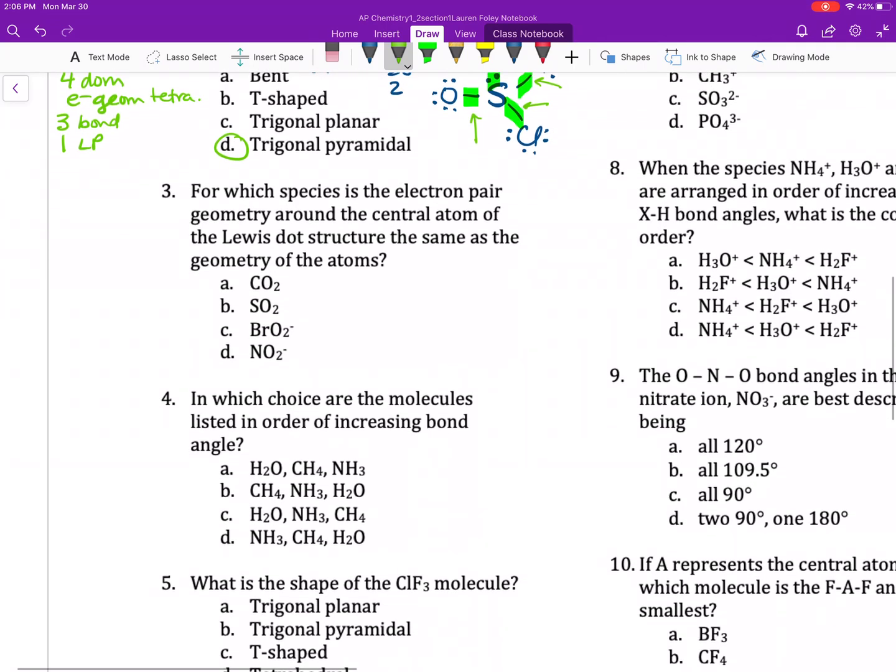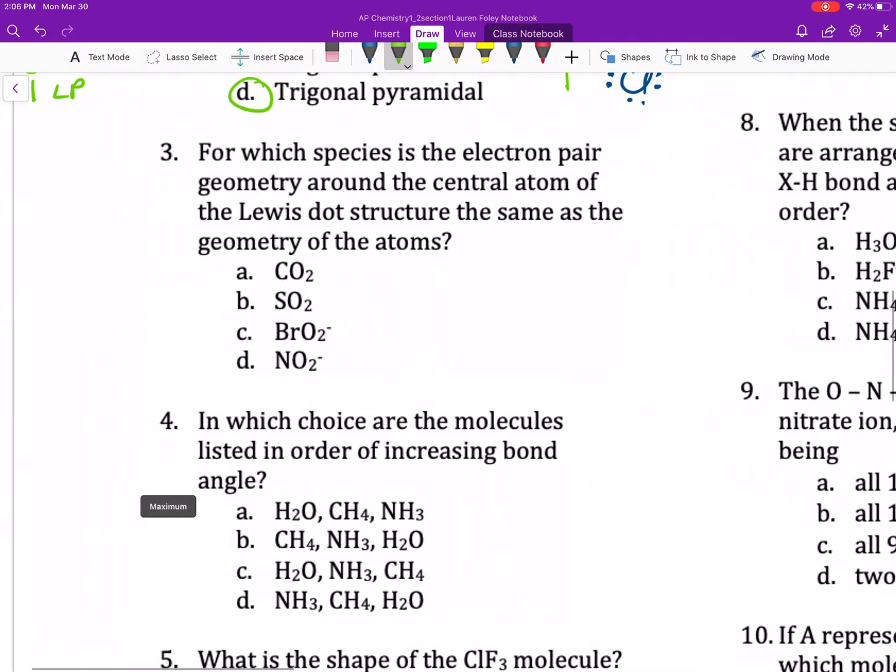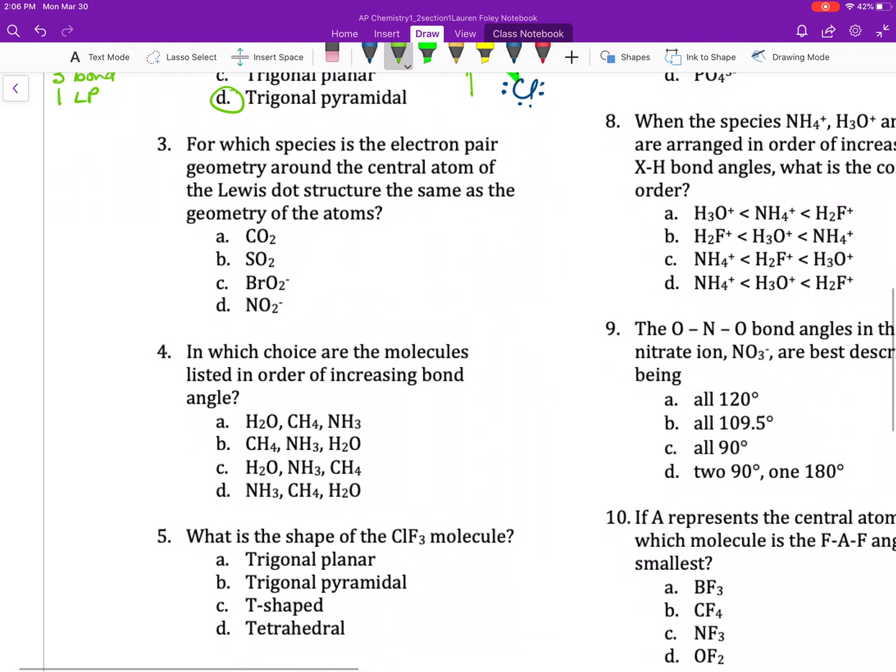Number 3, this is a good question. For which species is the electron geometry around the center atom of the Lewis dot structure the same as the geometry of the atoms? So I want the electron geometry to be the same as the molecule geometry. What does that mean? I don't want to have any lone pairs, because lone pairs start to throw off that geometry. I want all of my electron domains to be an atom attached to that center.